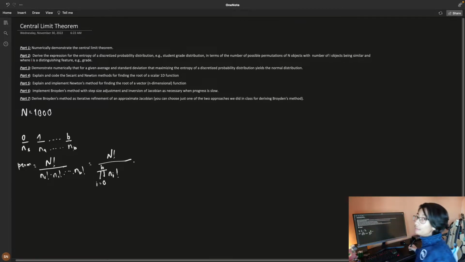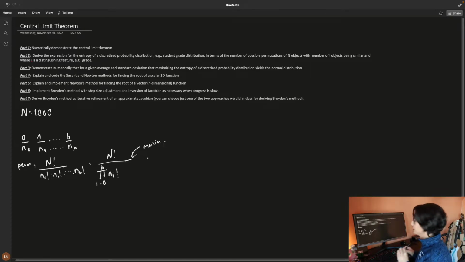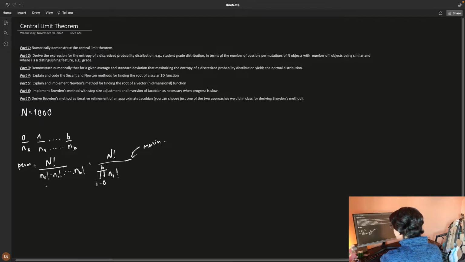Now, in order to find the maximum entropy, all we really need to do is maximize this expression. So this expression has to be maximized. But the problem is that we're dealing with factorials here, and especially factorials of really big numbers. So 1,000 factorial is not an easy number to calculate. It takes a lot of computational resources. So in order to get over that, we need to find some mathematical ways that we can make these calculations easier.